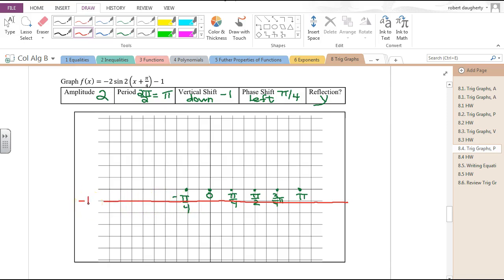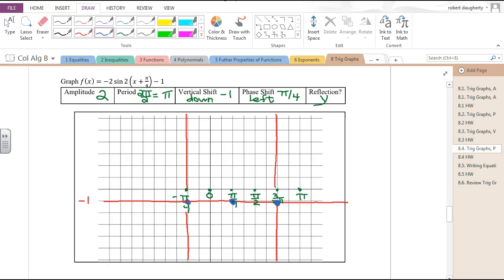Okay. And instead of graphing from 0 to pi, I'm going to start my graph where? At negative pi over 4. And instead of ending it at pi, it's going to end where? At 3/4 pi. So this graph starts right here. Okay, so this is a sine function. Sine starts at what? 0. It ends at what? Halfway in between. Here, okay?